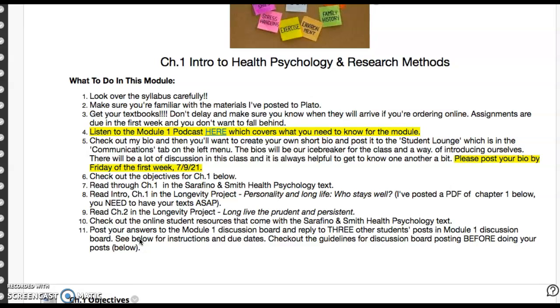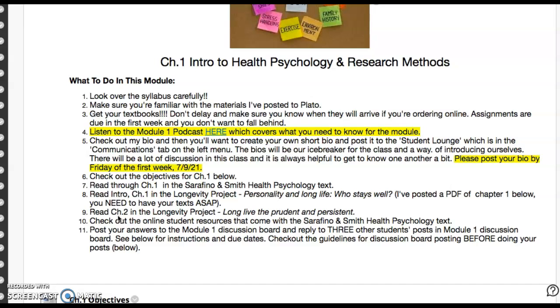This week you are covering chapter 1 of the main text. You're also covering chapter 1 and the intro of the Longevity Project. So you're going to read the little bitty part of the intro to the book, why was the book written, and then cover chapter 1, which starts to get into the content of the book. And then you're going to read chapter 2. So we're covering sort of why the book was written.